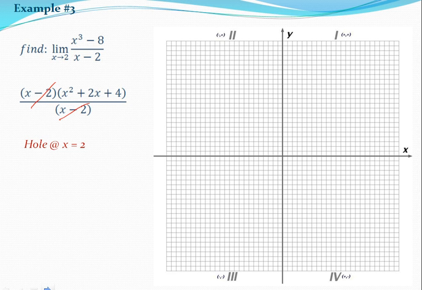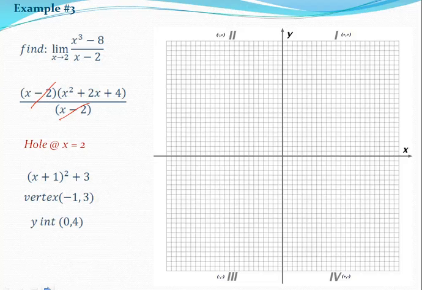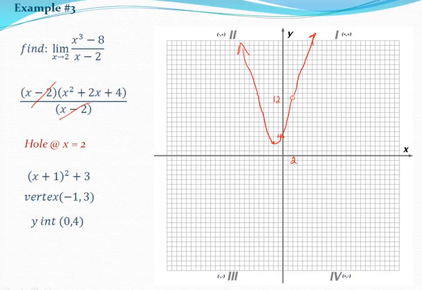So now, taking a deeper look at my function, I want to put it in the graphical form of a quadratic so that I can graph it very easily. I know that its vertex is at (-1, 3) and that it has a y-intercept of (0, 4). As we take a look at the graph, now we're looking at a parabola that doesn't have an asymptote. It simply has a hole where x was 2. So if that value existed, my y value would be 12.